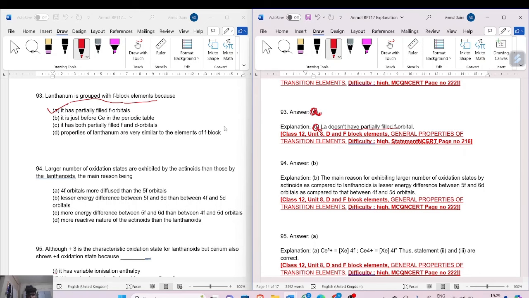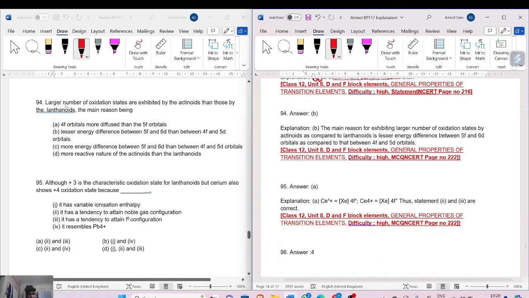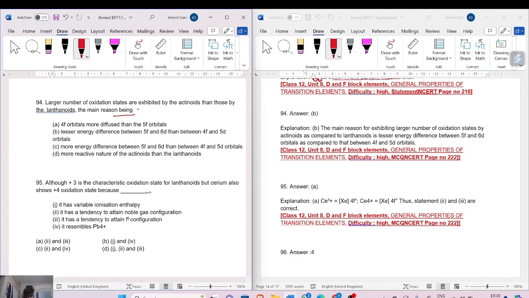Okay, so now comes question number 94. Question number 94 states that a large number of oxidation states are exhibited by the actinoids than those by the lanthanoids. What is the main reason behind this? The main reason is there is less energy difference between 5f and 6d than 4f and 5d orbital. We have learned earlier that 4f and 5d has less energy difference. That's why 3d series, or you can say transition elements, show variable oxidation state.